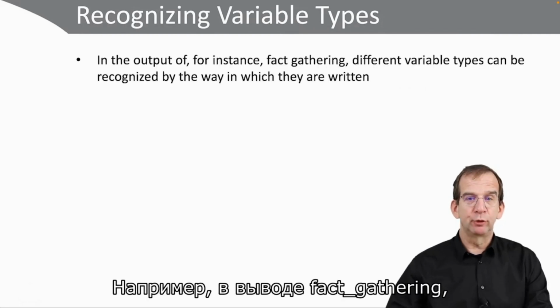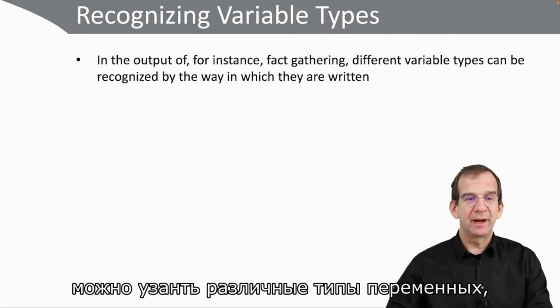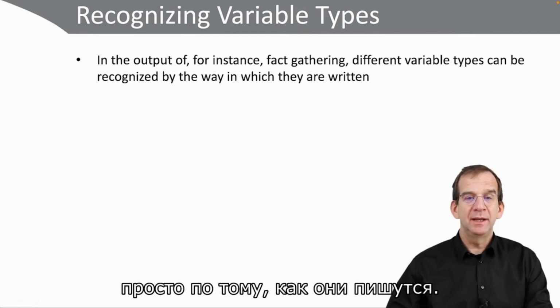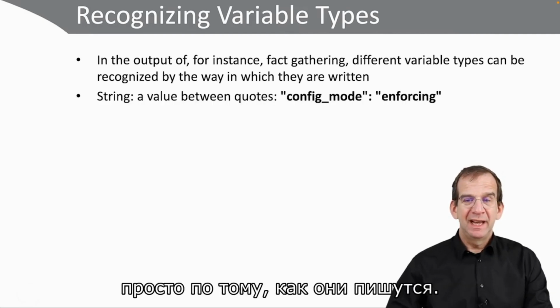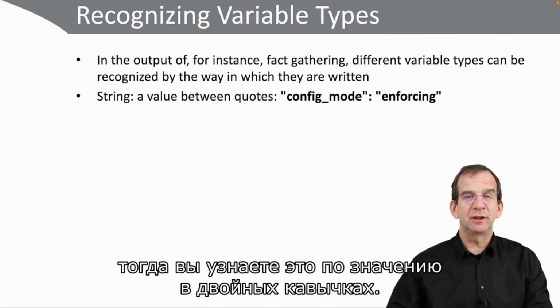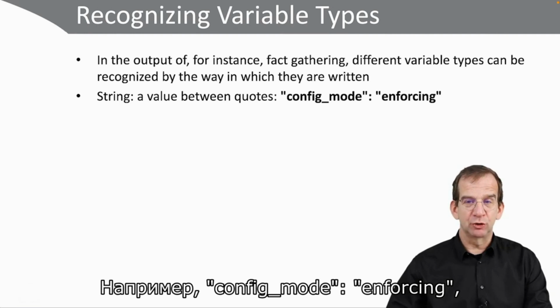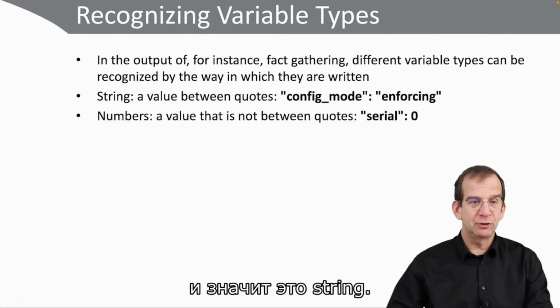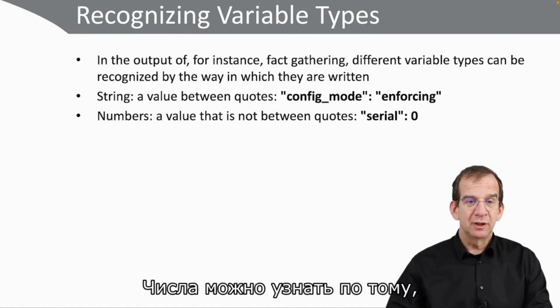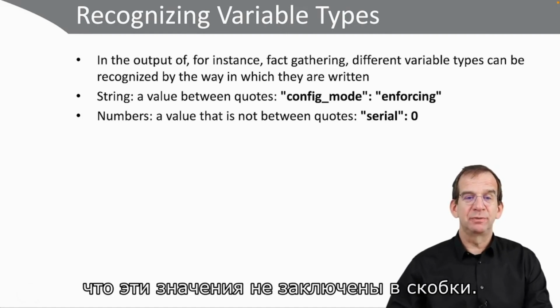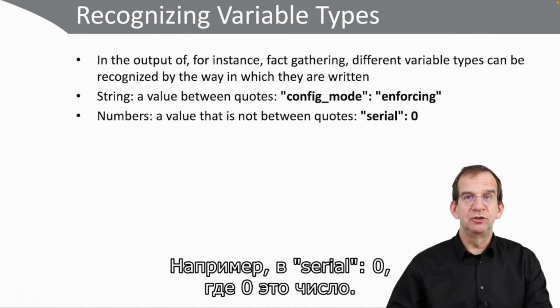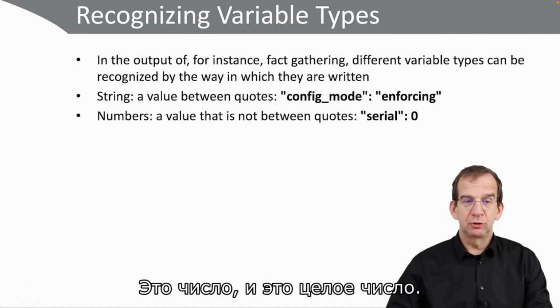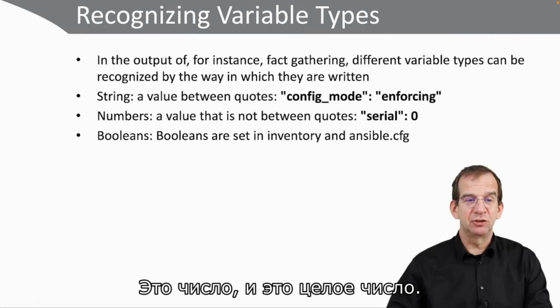So in the output of, for instance, fact gathering, different variable types can be recognized by the way in which they are written. If it's a string, then you will recognize it as a value between double quotes. So config mode, enforcing, where both config mode and enforcing are between double quotes. So that's a string. Numbers are recognized because that's a value that is not between quotes, as in serial: 0, where 0 is just the number. So that's a number, an integer.